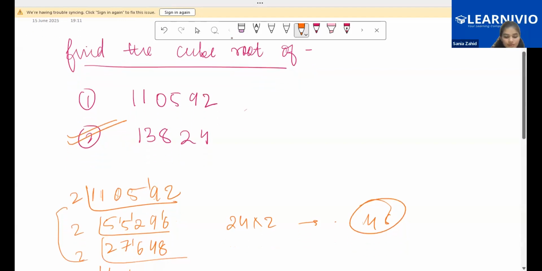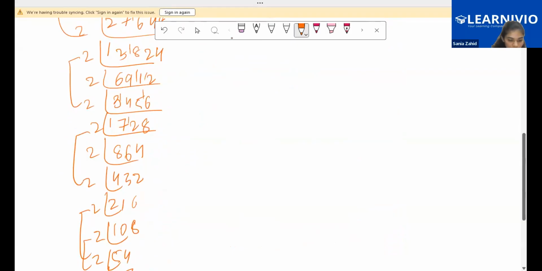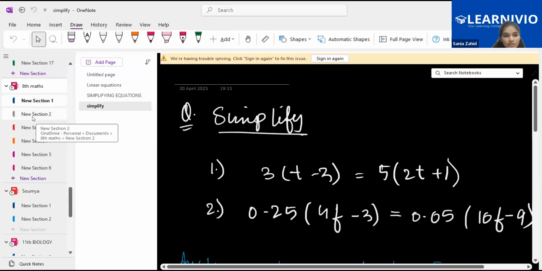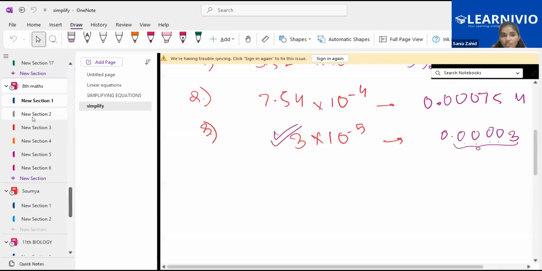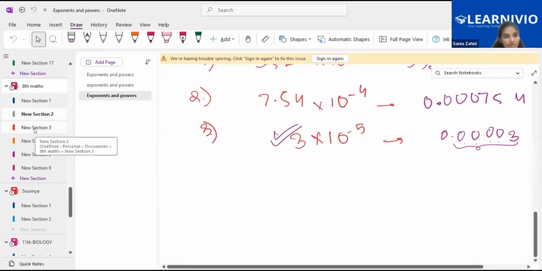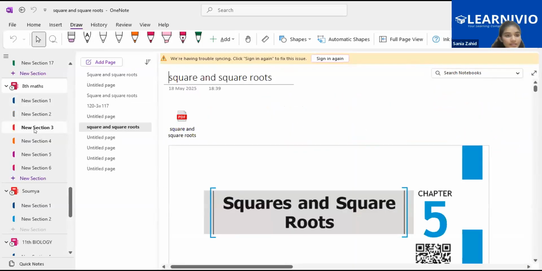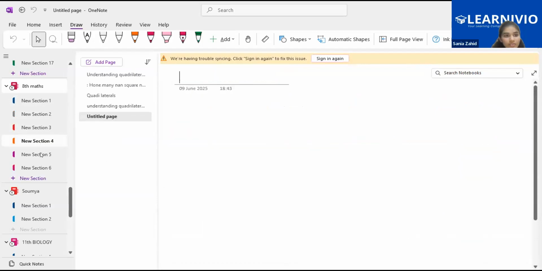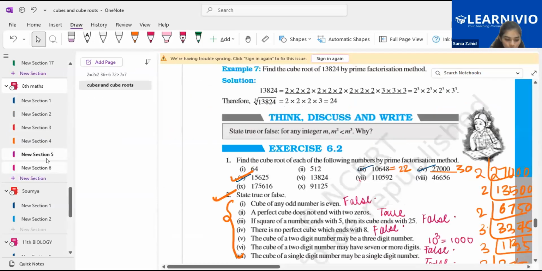See now, children, what lessons have we completed? We did rational numbers, then linear equations is also completed. Rational numbers done, exponents and powers is also done, squares and square roots, quadrilaterals, cubes and cube roots. So we've done these 5 chapters. We have to do data handling, then comparing quantities, algebraic expressions and identities.